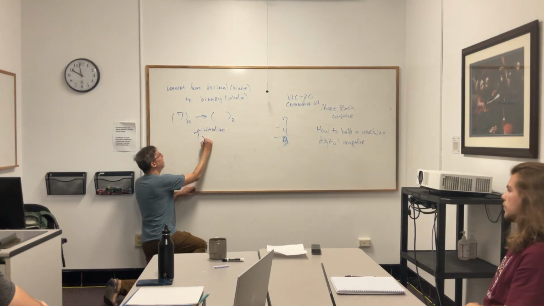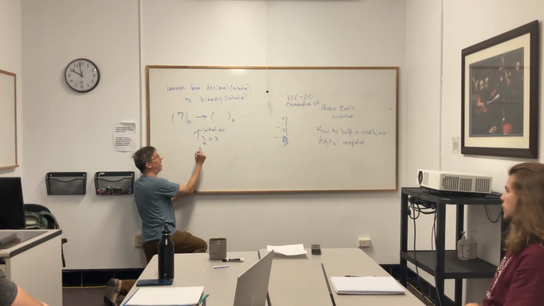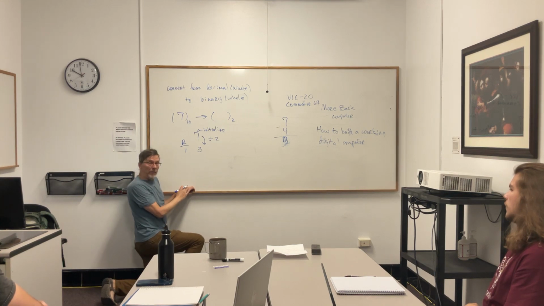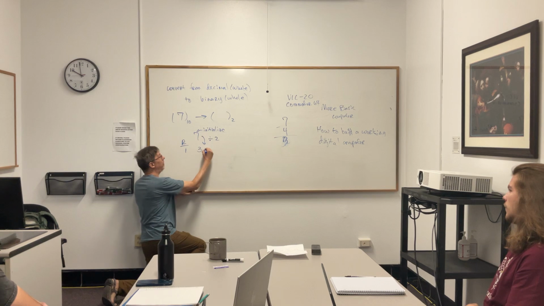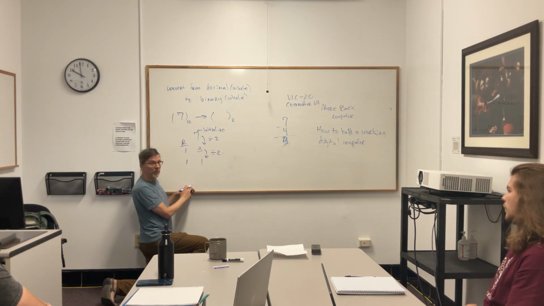2 goes in 3 times, and there's a remainder of 1, because that's an odd number. Let's keep track of the remainders over here. Remainder of 1. You might organize this differently, but this is how I do it. Now I divide by 2 again. 2 goes into there 1 time. I have a remainder of 1.